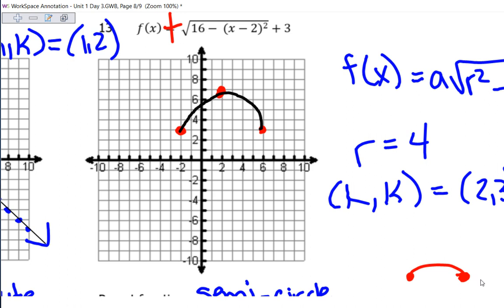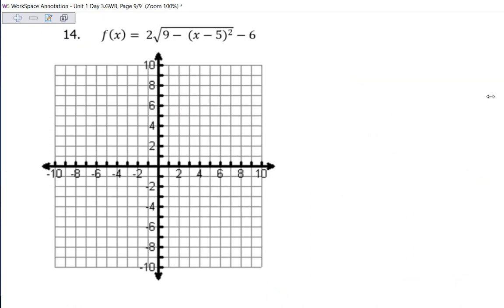Okay, then the last one. And we do have to do this one because we have an a value. So we have to see what is the a value. And what type of function is this one? Is this square root or semicircle? How do I know this one is semicircle? It has a square. So looking at that equation, what is the radius? 3. And what is HK?